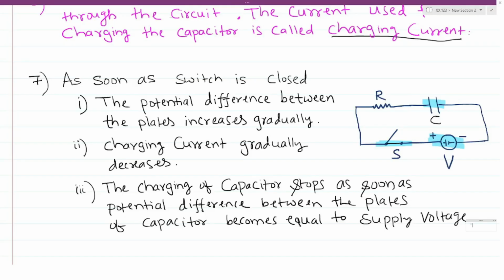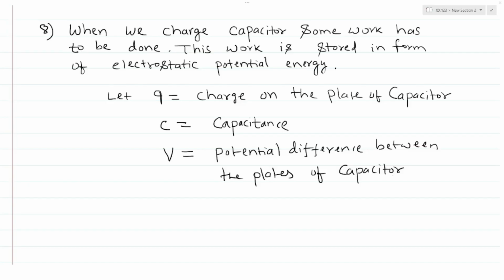As soon as the switch is closed, we have to take three important things into consideration. First, the potential difference between the plates increases gradually. Point number two, the charging current gradually decreases. And the third point, charging of the capacitor stops as soon as the potential difference between the plates of the capacitor becomes equal to the supply voltage. When we charge a capacitor, some work has to be done. This work is stored in the form of electrostatic potential energy.